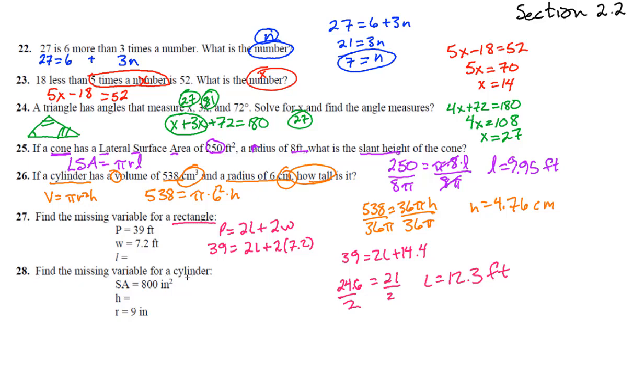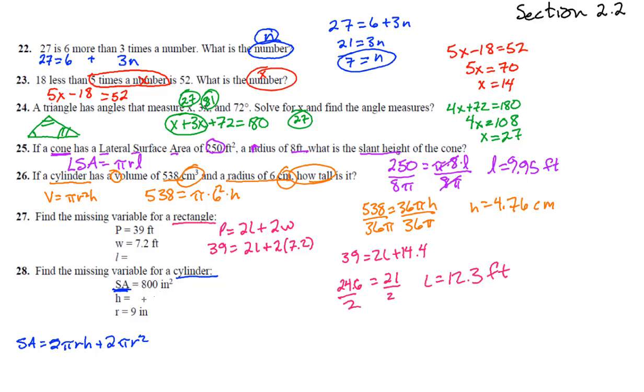All right, now number 28, the final one. Find the missing variable for a cylinder. Notice we used a cylinder formula up here with volume. This one, the cylinder, is going to be the SA formula. If we look that up, we get SA equals 2 pi r h plus 2 pi r squared. This comes from the textbook, the formula people have figured out for hundreds of years for the surface area of a cylinder.